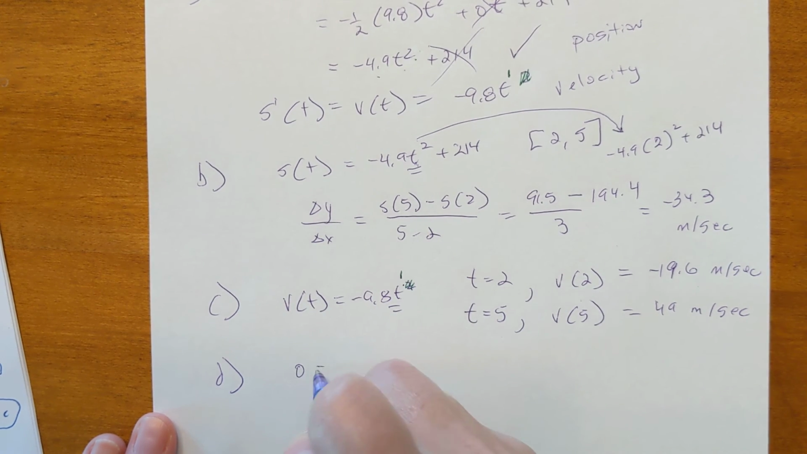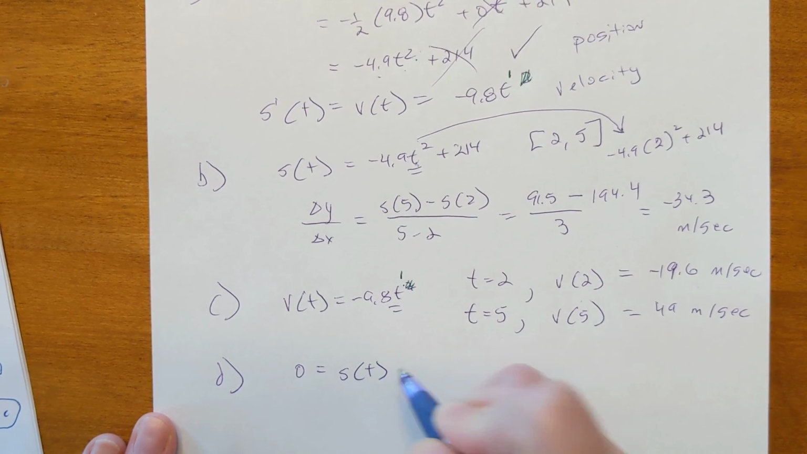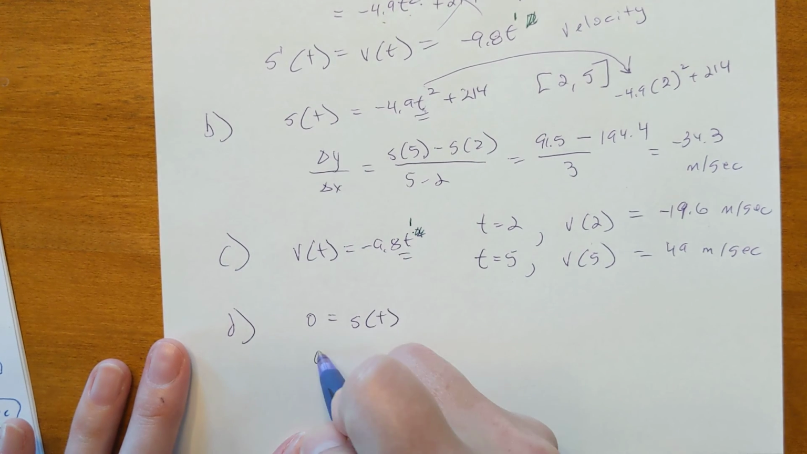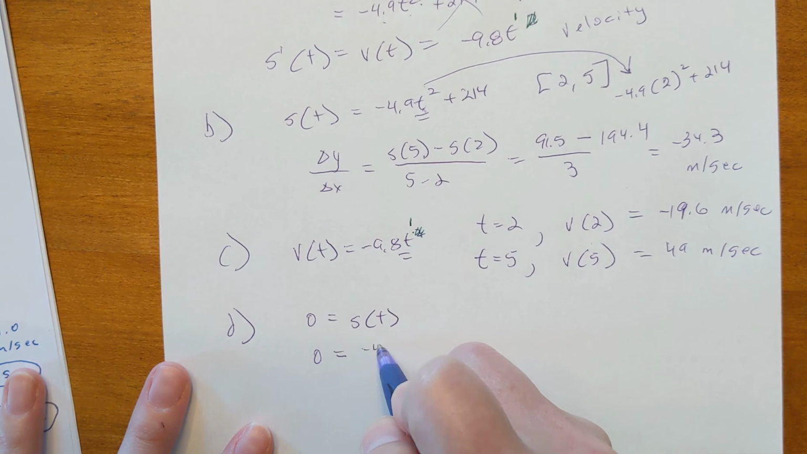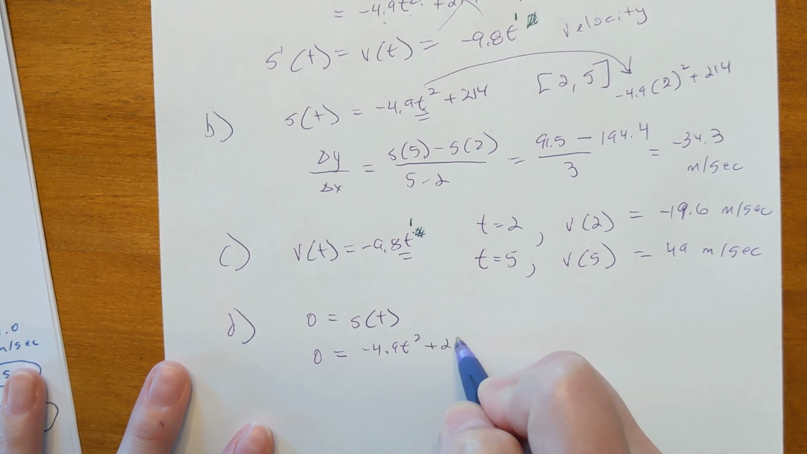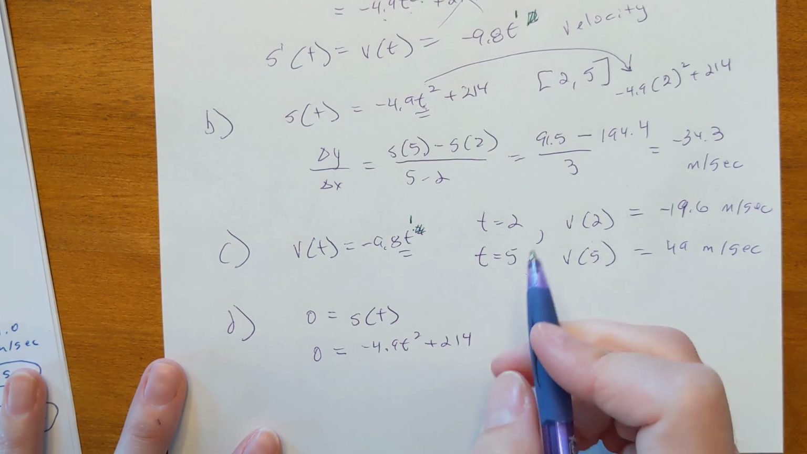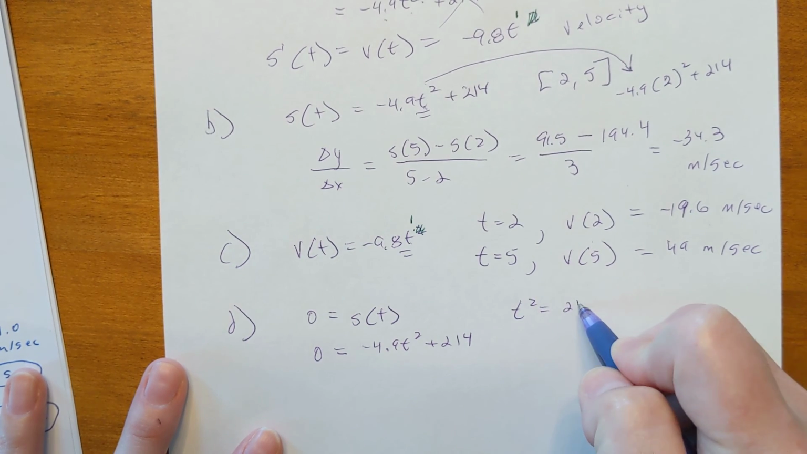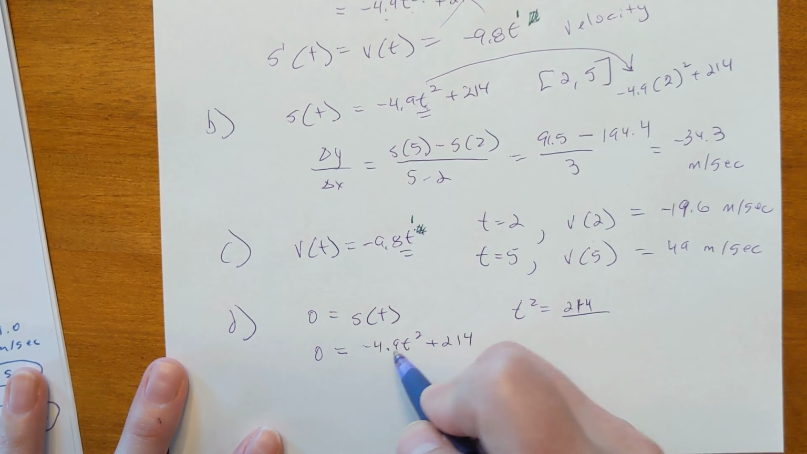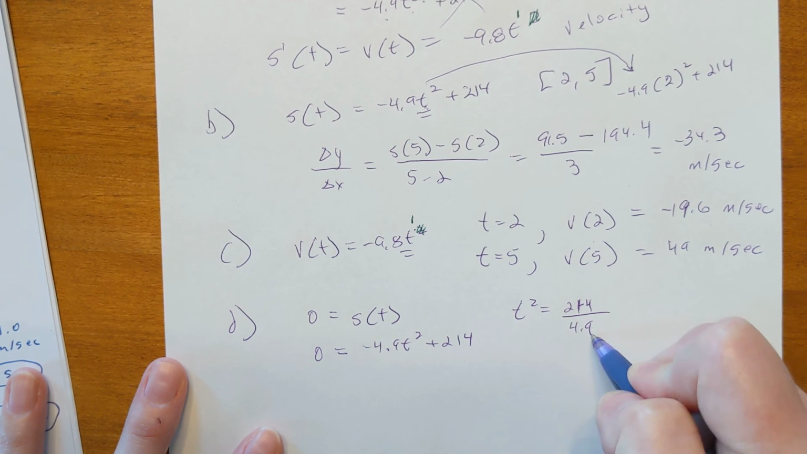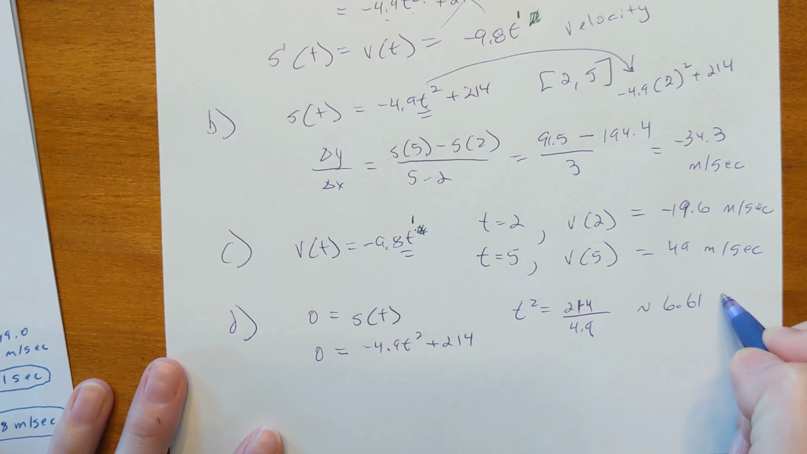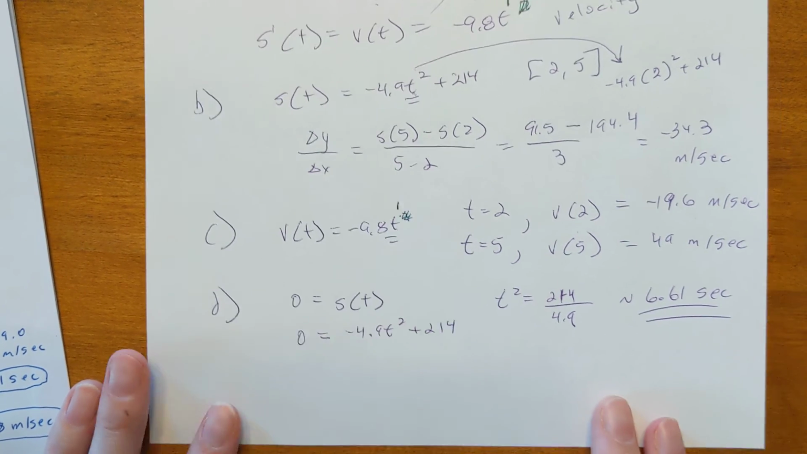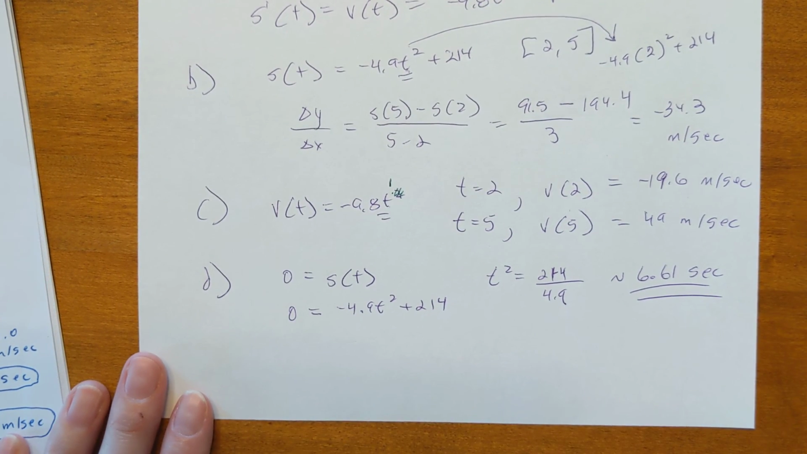Well, that's when the height of the original position function, s of t, is equal to 0. So that's what you need to do, set the original function, which was negative 4.9 t squared plus 214 equal to 0, and then you solve it. So you get t squared equals 214 divided by that 4.9. And you're going to get two numbers, a negative and a positive. Obviously, you just want the positive number. Time's not negative. So it's going to take 6.61 seconds for it to hit the water, to hit the ground.